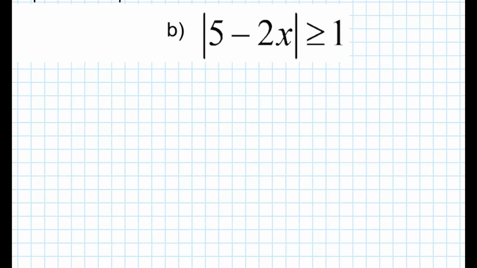Now, the little trick that I do, I'm looking over here at this positive 1. What would be the opposite of that?